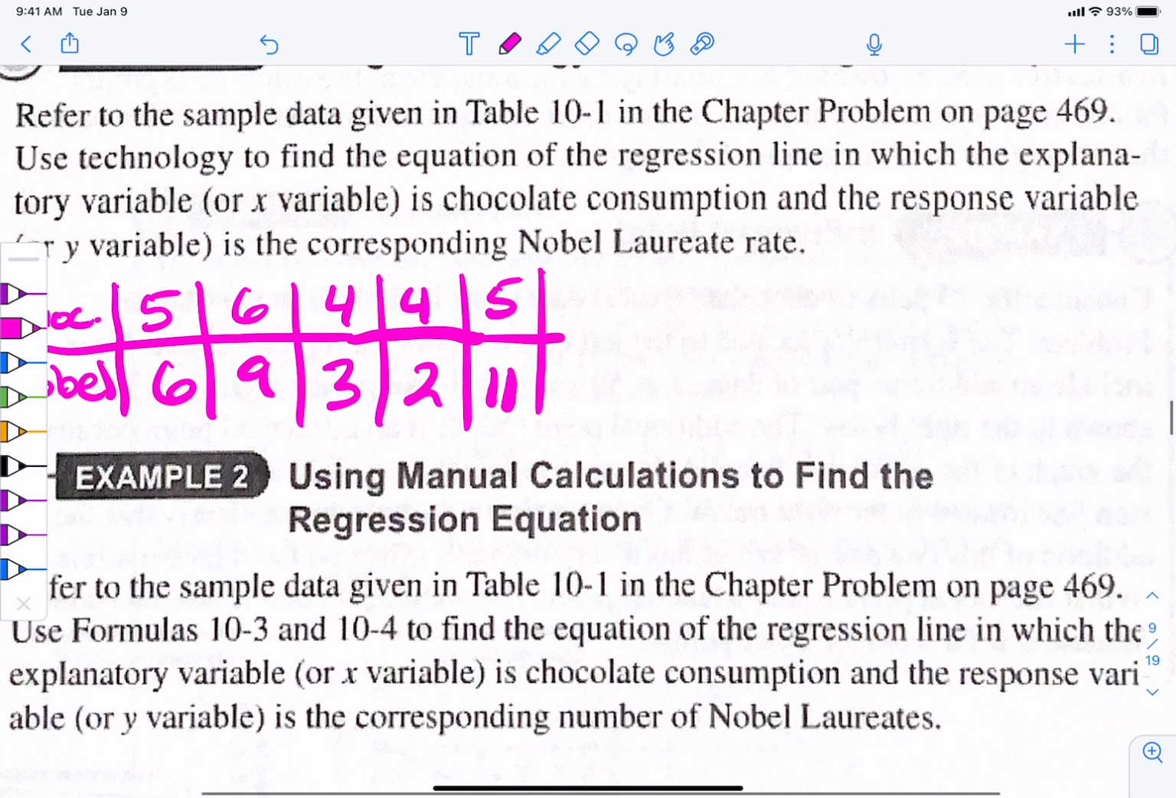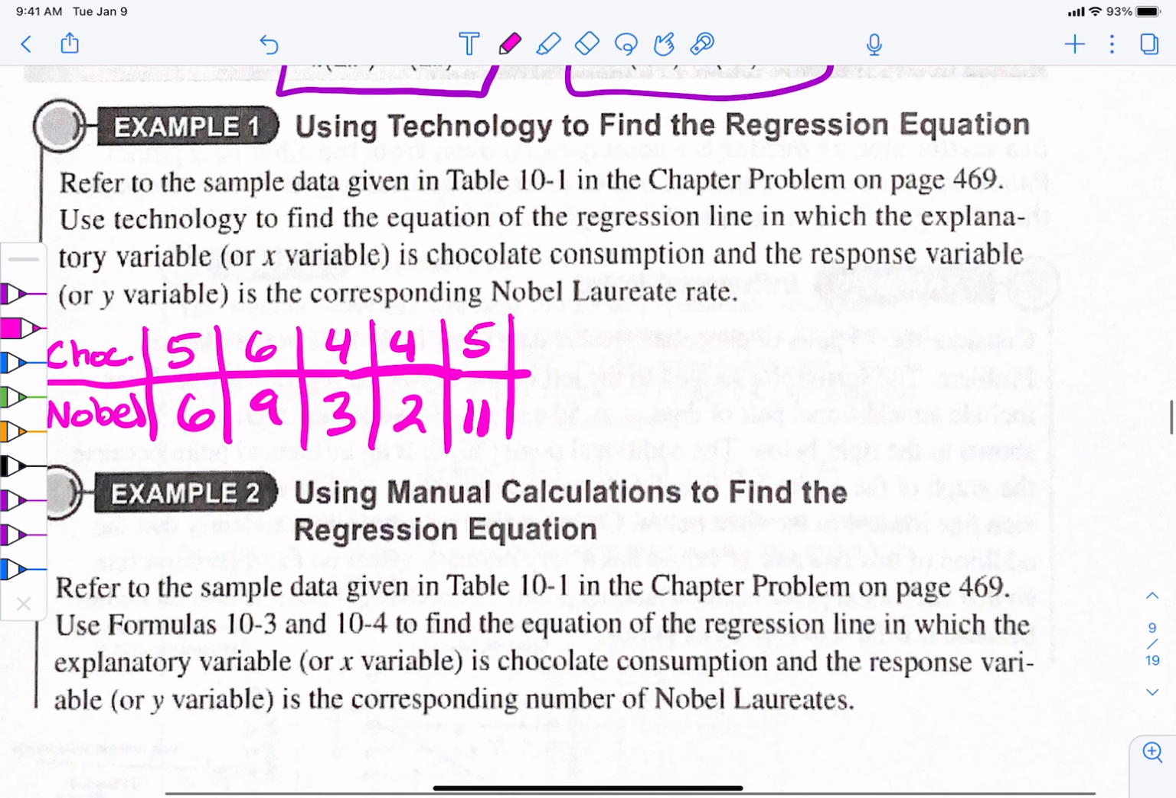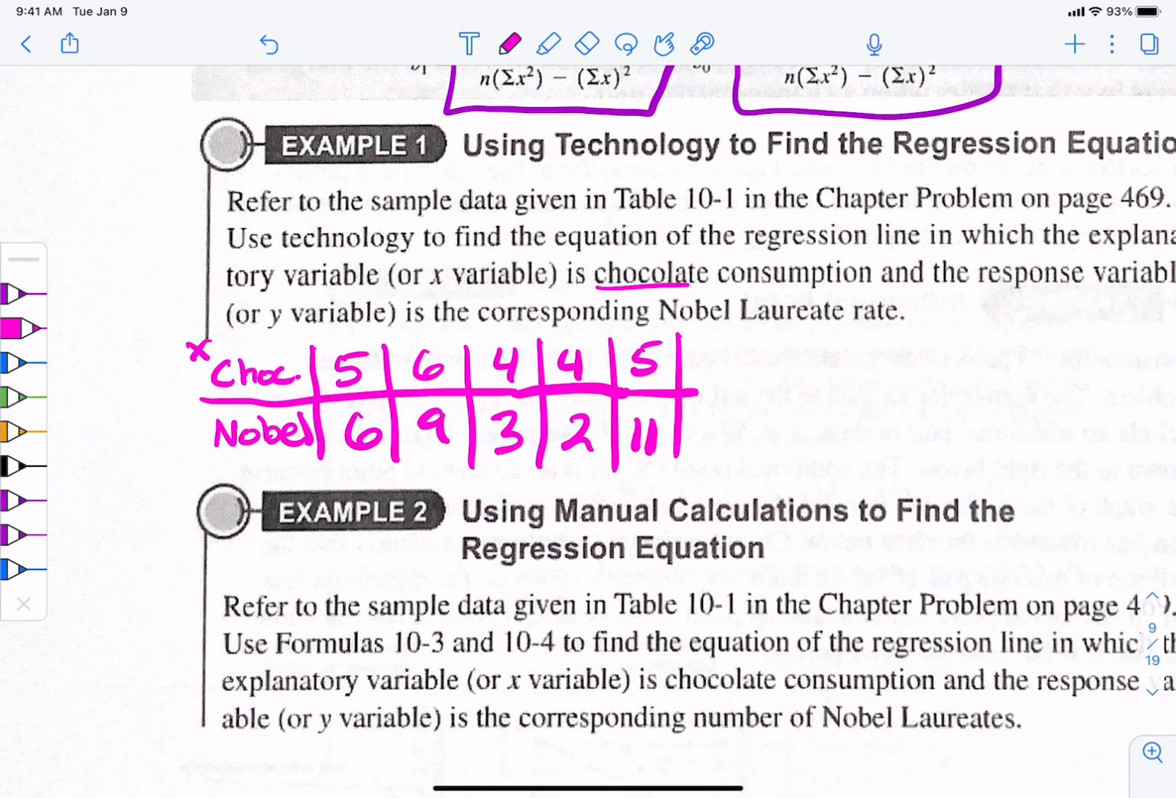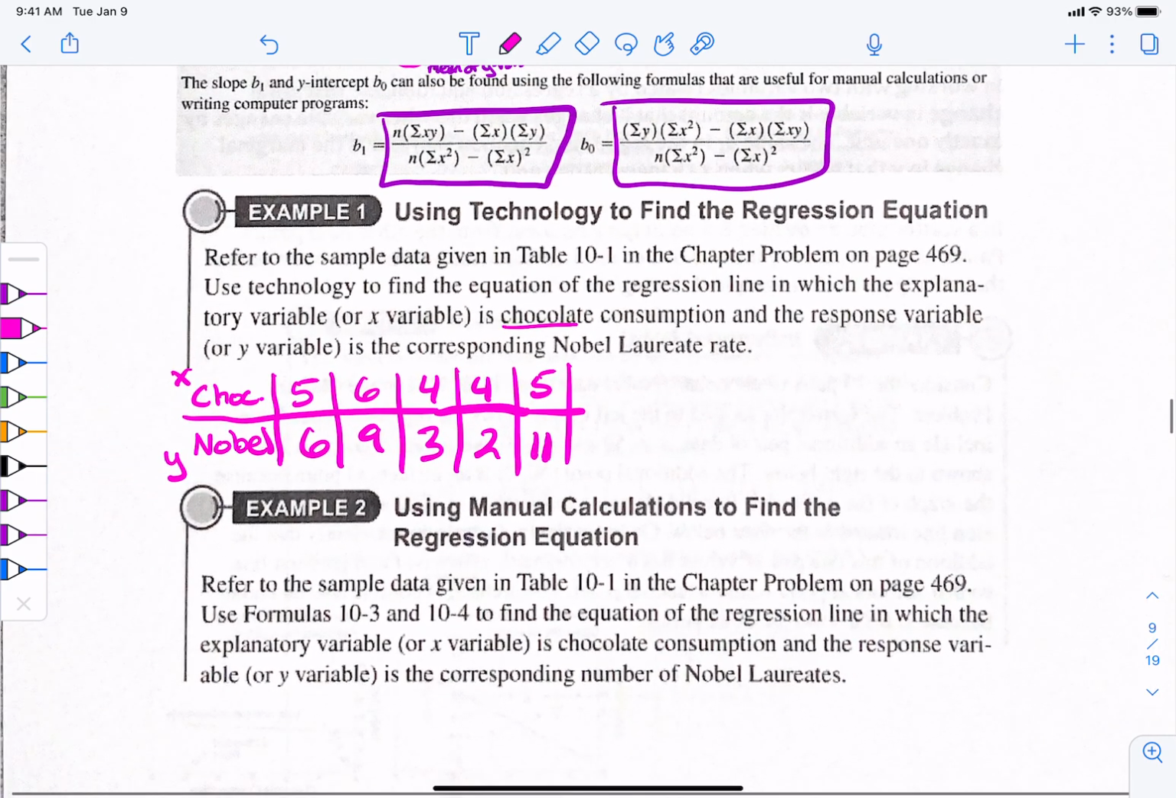Use technology to find the equation of the regression line in which the x variables are the chocolate consumption, which we have listed as our first line, and the y values are the Nobel Prize winners. So we're going to type these into Google Sheets and have it spit out a formula for us. I think my recording isn't going to like this, so you guys aren't going to be able to see what I'm doing right now.